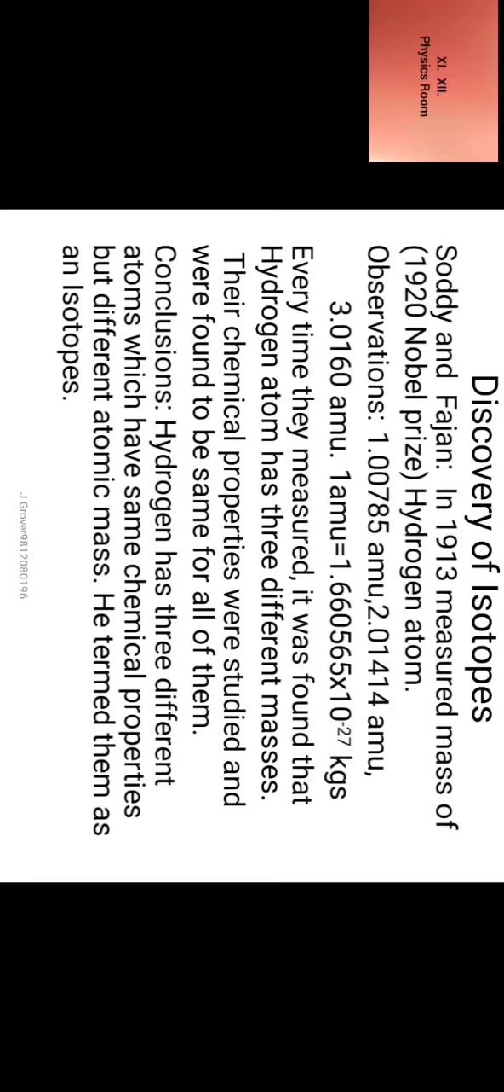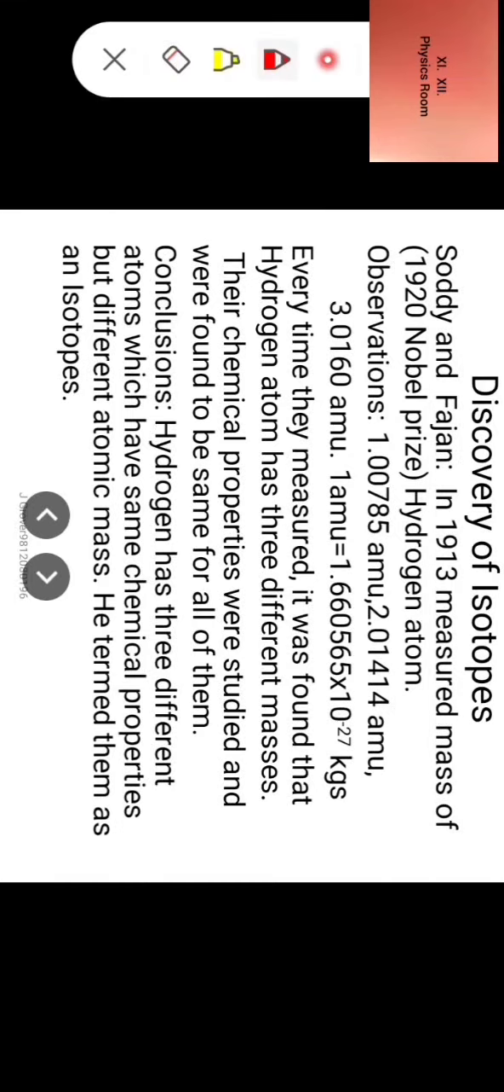Soddy and Fajan in 1913 measured the mass of hydrogen atom. Observations made by them were 1.00785 atomic mass units, 2.01414 atomic mass units, and 3.0160 atomic mass units. And you know, one atomic mass unit is equal to 1.660565 into 10 raised to power minus 27 kgs.